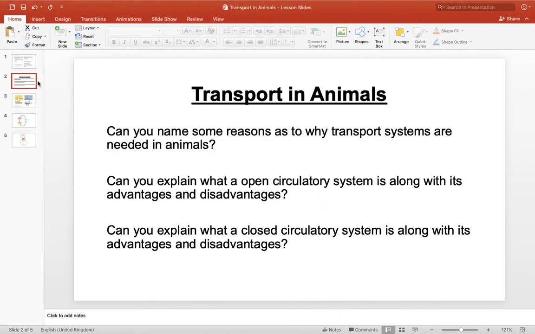So, you should now be able to tell me why transport systems are needed in animals. You should be able to tell me where an open circulatory system is and explain some of its advantages and disadvantages. And you should be able to tell me what a closed circulatory system is, along with its advantages and disadvantages.